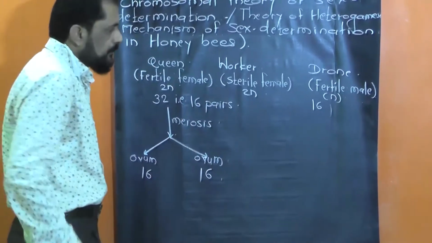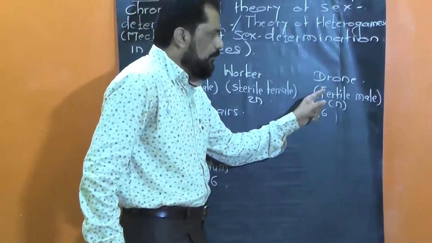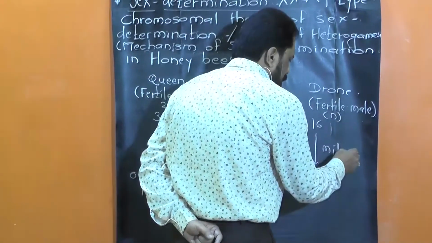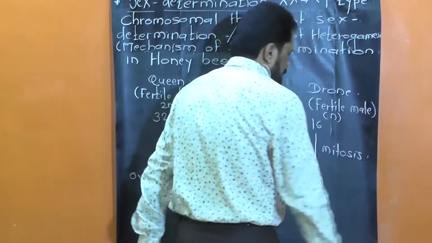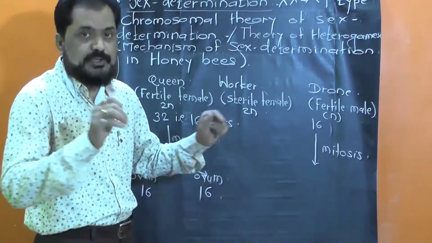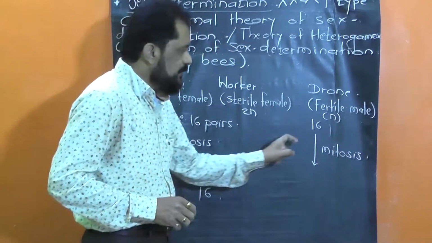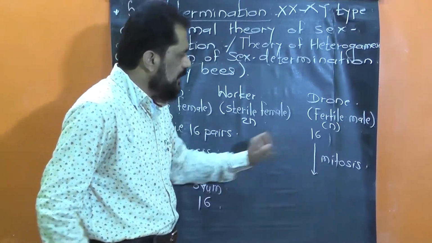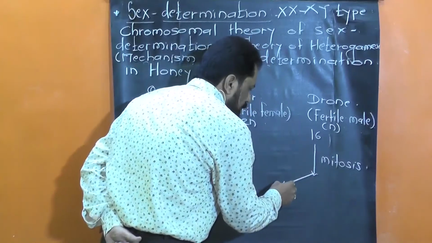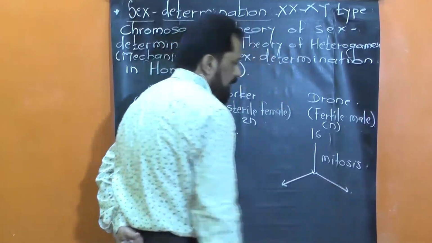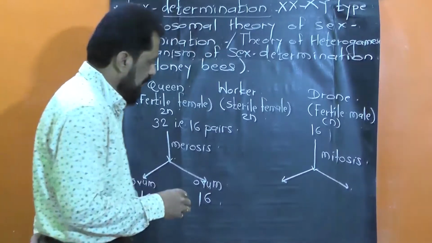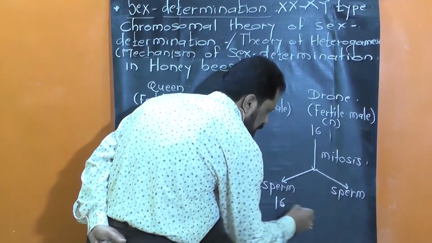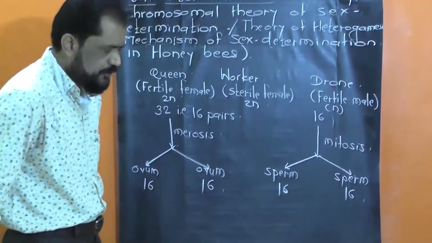okay, while the drone, that is fertile male, produces male gamete by mitosis. Listen carefully. By mitosis, that is equational division. It means that during spermatogenesis, during formation of male gamete, here there is no reduction division, and that's why the male gametes produced are with 16 chromosomes each.